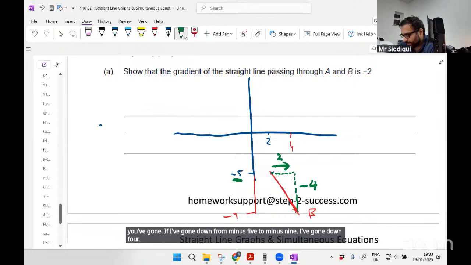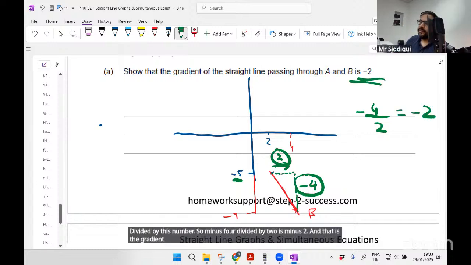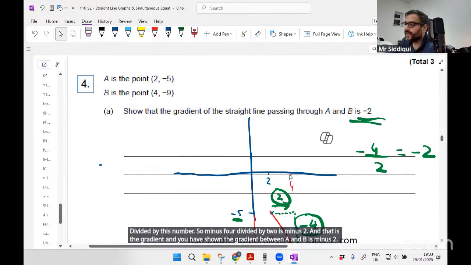And again, just write those two numbers down. And then the gradient is this number divided by this number. So minus 4 divided by 2 is minus 2. And that is the gradient. You have shown that the gradient between A and B is minus 2. That's how you do the gradient.